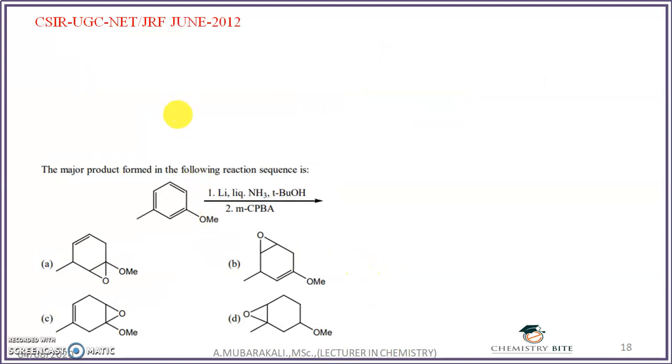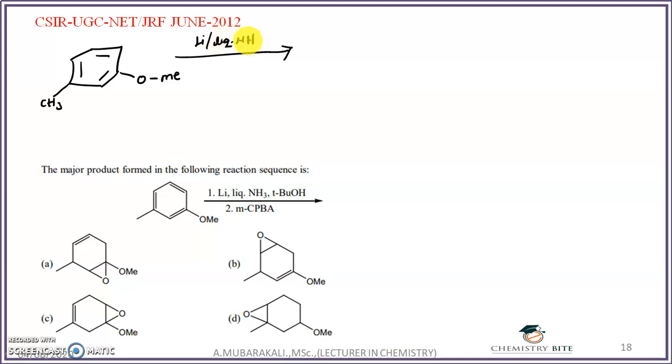Coming to the next question, this is almost the same question, even asked in June 2012. They have just changed the way of representing the molecule. The structure is the same. If I am starting with anisole derivatives like this, you can see the meta-methyl anisole. Me means methyl, and meta to that position you are having one methyl group. First I am reacting with lithium in presence of liquid ammonia and a protonating agent like tertiary butyl alcohol.